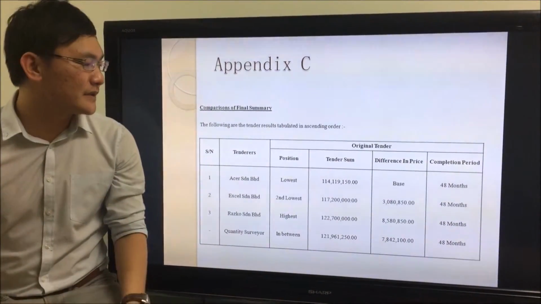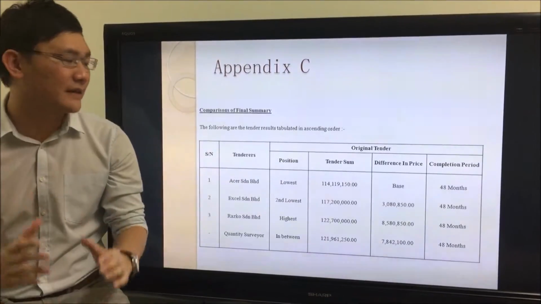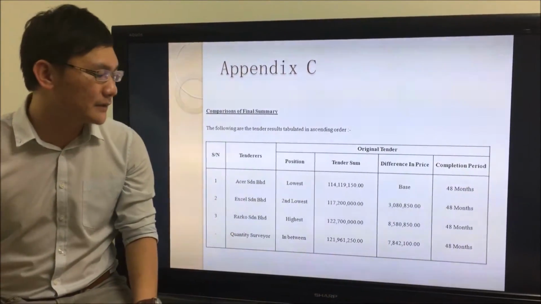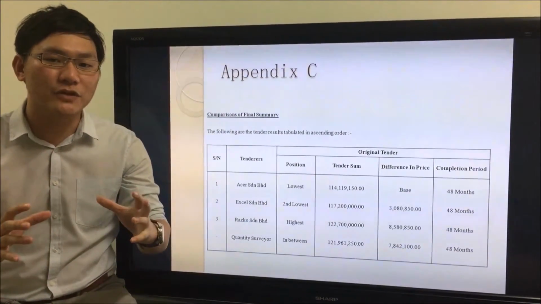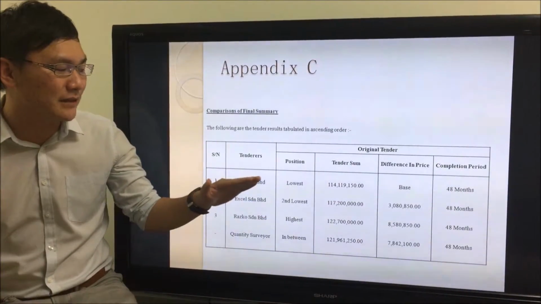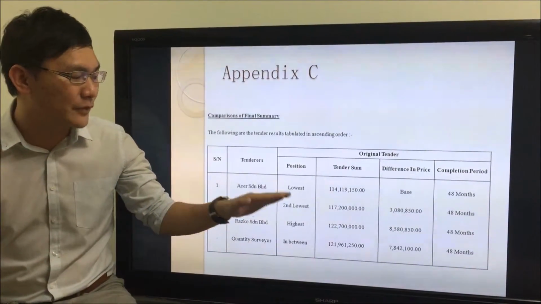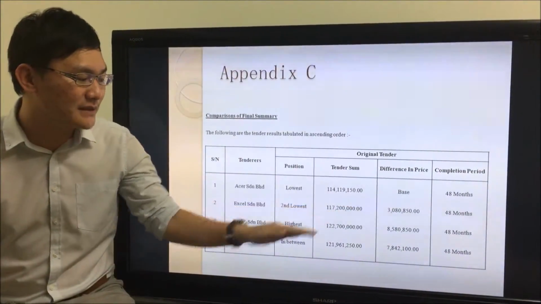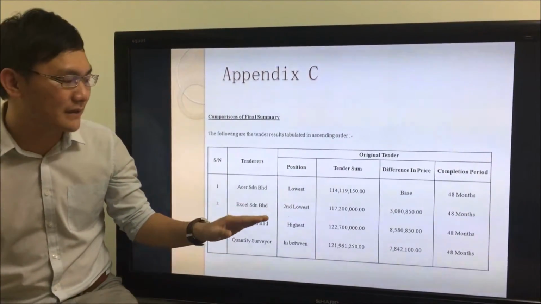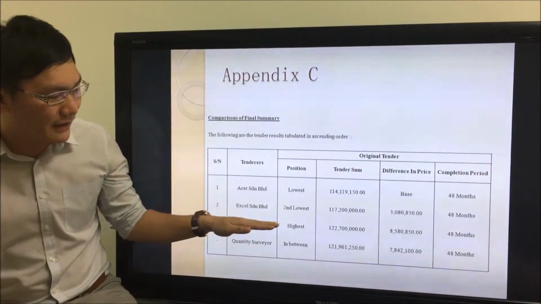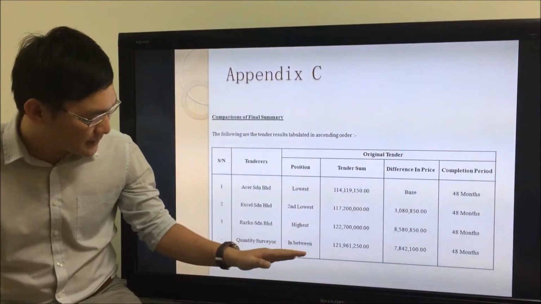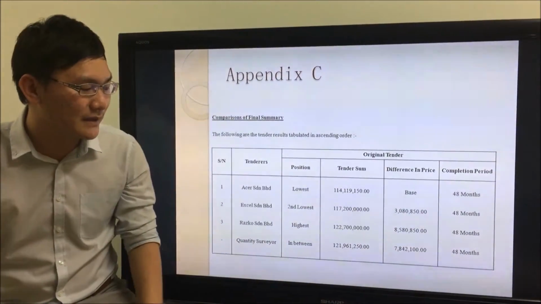After the findings and summaries, now I will compare the final summaries. The following are the tender results tabulated in ascending order. So we will compare based on the lowest price tender. As you can see, Excel Cerebral Heart has the tender sum of approximately 140 million. So we compare all the prices with the lowest price tender. So Excel Cerebral Heart has 3 million, and Rasco 8 million, and Quantity Surveying 7 million.